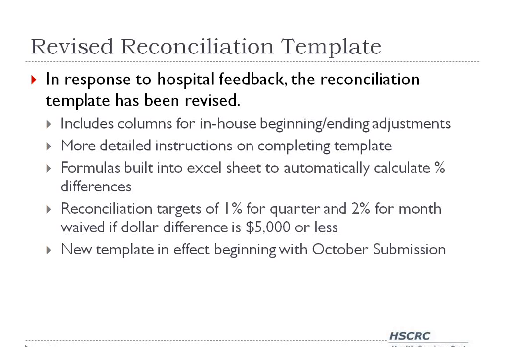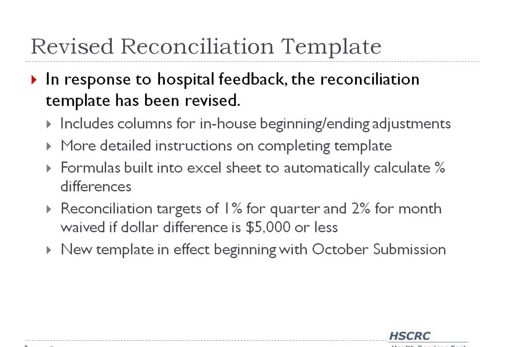We've provided more detailed instructions on completing the template so you know what we're really looking for in the different boxes. We've built formulas into the Excel sheet so that the calculated fields will just calculate for you. And also in terms of the reconciliation targets, we've made one adjustment. A number of the small hospitals were spending a lot of time trying to resolve a $500 or $1,000 difference because on a percentage basis it made a difference.